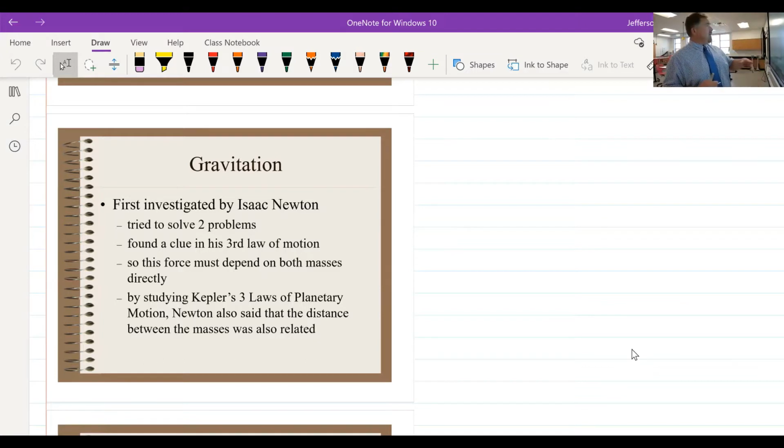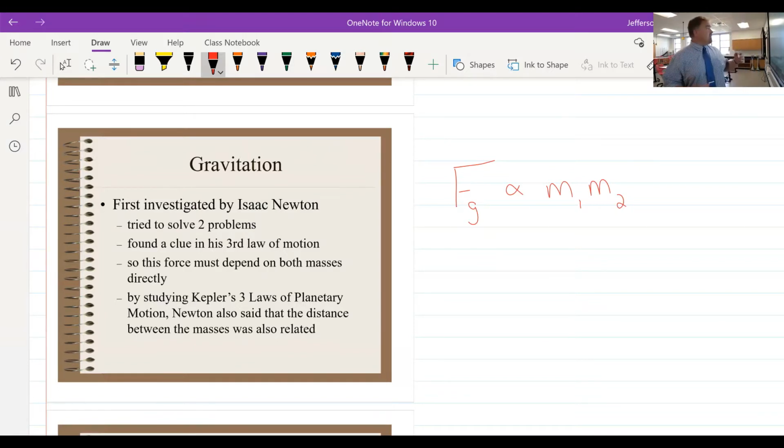The first thing he came up with is the fact that he figured out that this force of gravity, this force of attraction between objects, was directly proportional to the two masses. And so if I increase my mass, I'm going to have a larger attraction to the Earth, because by increasing my mass, that's going to increase the overall force of gravity. Likewise, if I just have this little pen here, it's not as attracted to the Earth as I am.